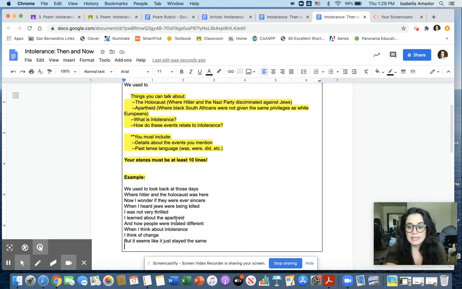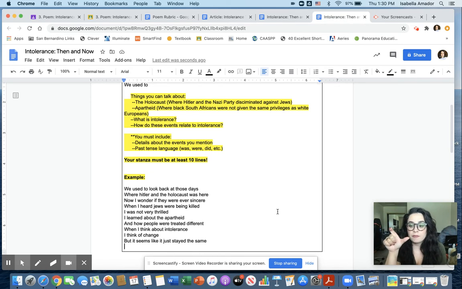So I went ahead and added an example. We used to look back at those days where Hitler and the Holocaust was here. Now I wonder if they were ever sincere. When I heard Jews were being killed, I was not very thrilled. I learned about the apartheid and how people were treated different. When I think about intolerance, I think of change, but it seems like it just stayed the same.